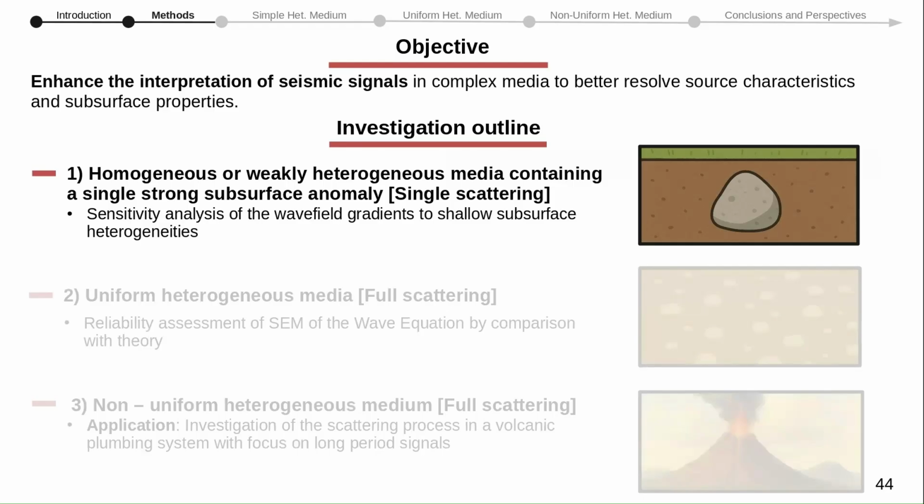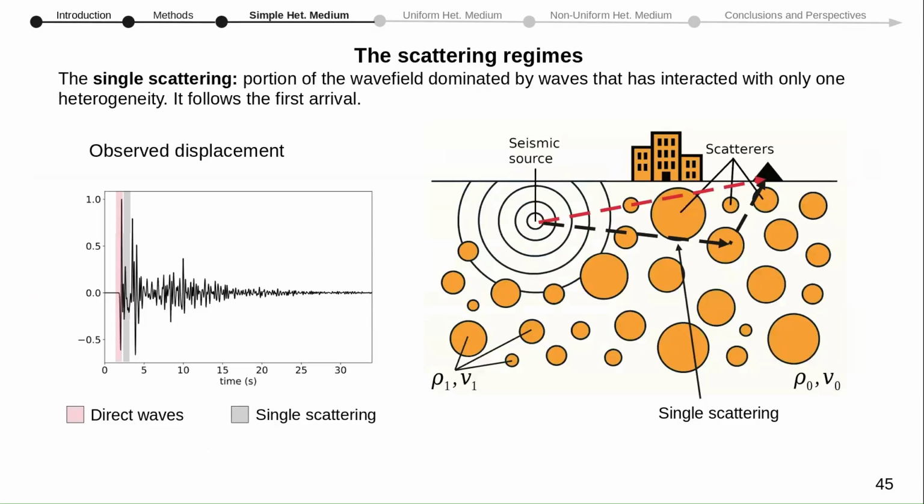In this first part of the thesis, we analyze the single scattering regime. So to have just a simple idea about the single scattering regime, it is that portion of the wave field which is considered to be dominated by waves that have interacted only with one heterogeneity. So if we consider this schematic representation in our seismogram, the first waves that we will read are the ballistic waves, and after that we will see the transition to the single scattering regime.